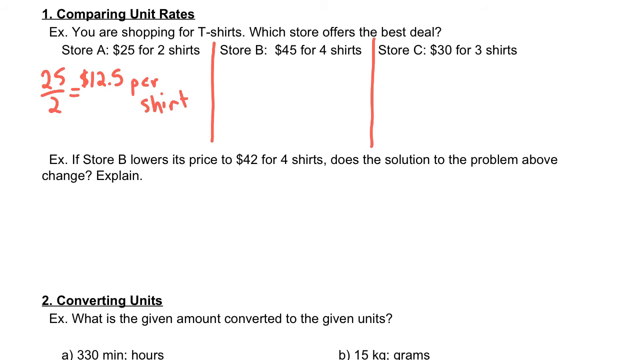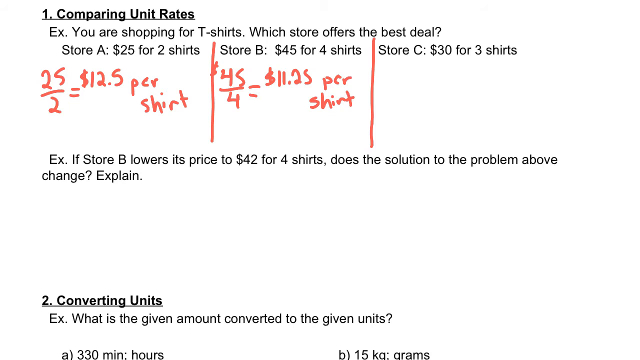In the next example, in store B, it's $45 for 4 shirts. So I'm going to divide that out: 45 divided by 4 is 11.25. So for store B, it costs $11.25 per shirt. You're going to hear me use that word per a lot. That means for each shirt. So the unit rate means this many dollars for one shirt. Already, store B is a better deal than store A.